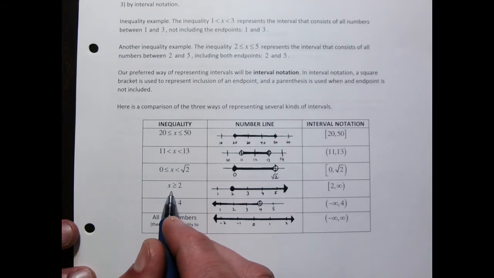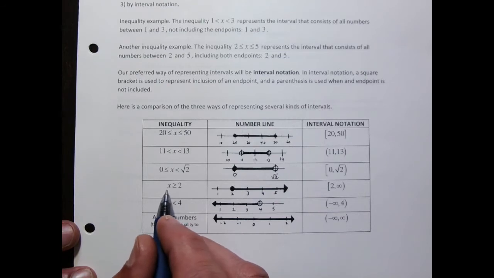Sometimes we talk about an inequality or an interval that extends infinitely off to the right or to the left. For instance, x greater than or equal to 2. All numbers greater than or equal to 2.